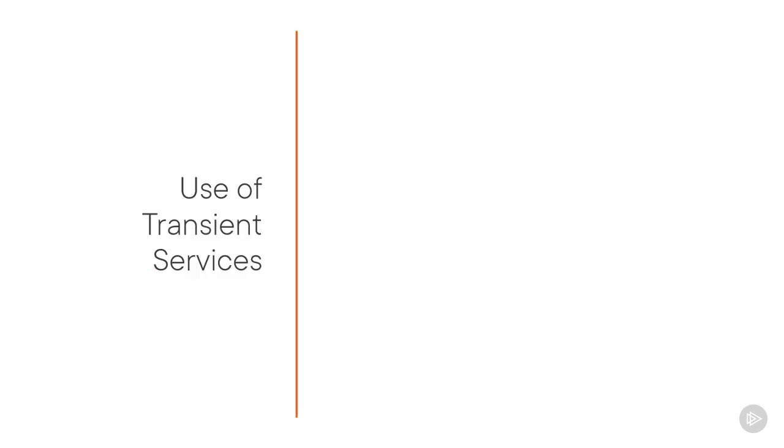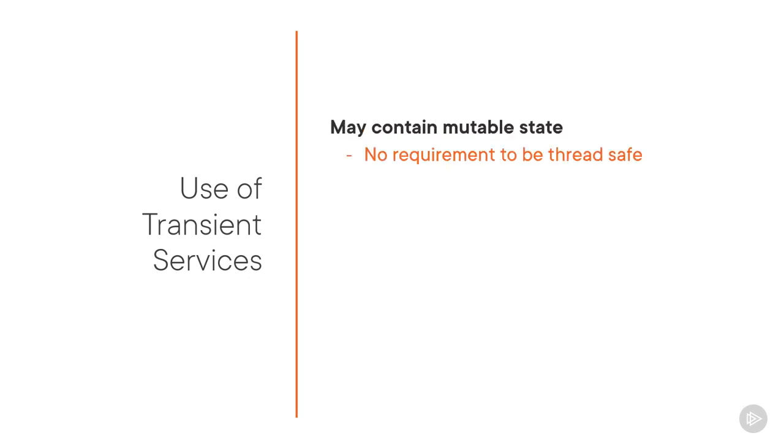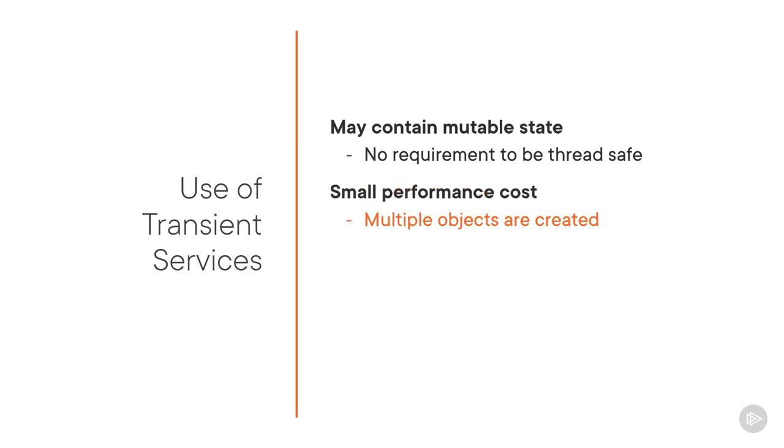This is most useful when the service contains mutable state and is not considered thread safe. Using transient services can come with a small performance cost, although that cost may be negligible for applications under general load. Whenever an instance is resolved, which could be as often as every request, memory for that instance must be allocated. This leads to additional work for the garbage collector in order to clean up those short-lived objects.